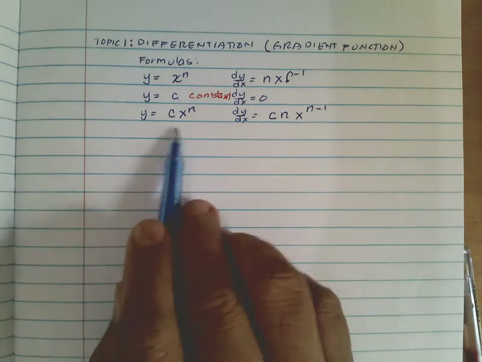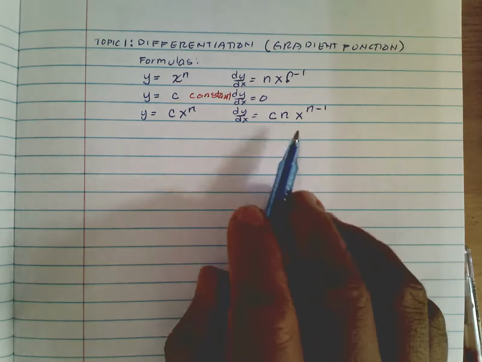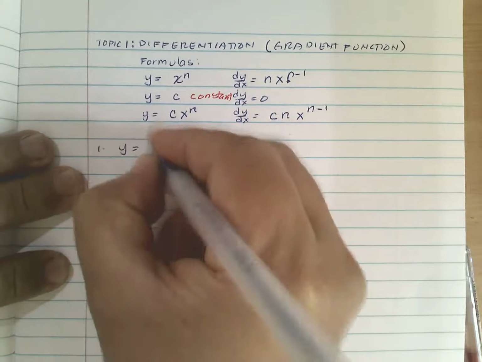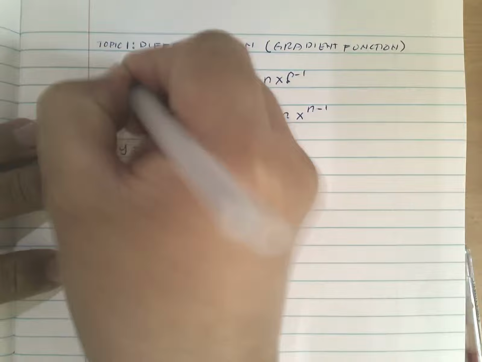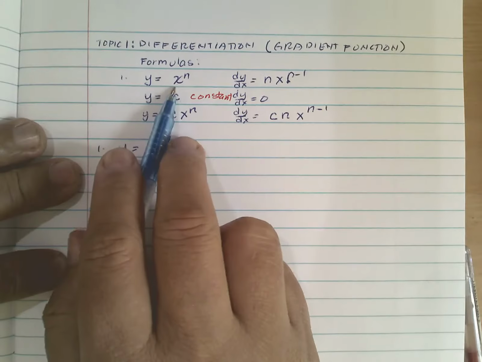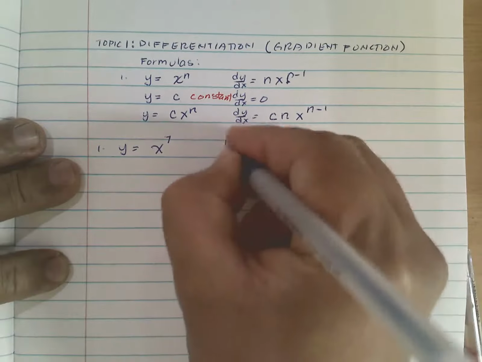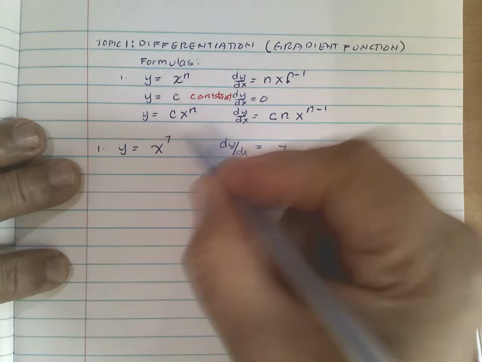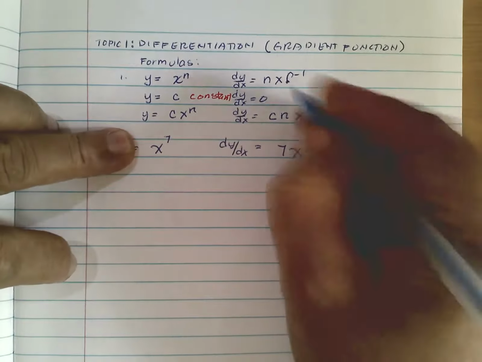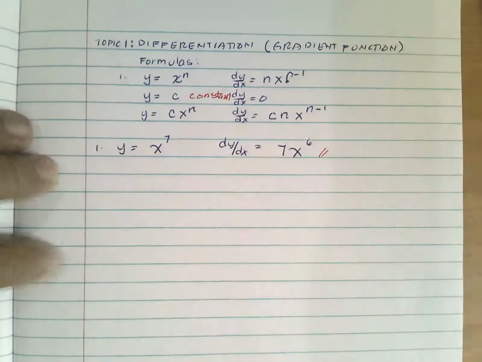Y is equal to cx to the n. The derivative of that is cnx to the n minus 1. So let's try to have our first example. Example number 1 is that if I have my y is equal to x to the 7, by using formula number 1, it says the derivative of that is nx to the n minus 1. Your n is 7 there. So therefore, the dy dx is equal to 7. You put down the 7 in front, x, and then 7 minus 1, which is 6. So this one now is our final answer.